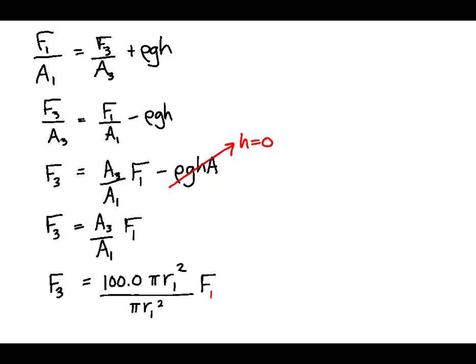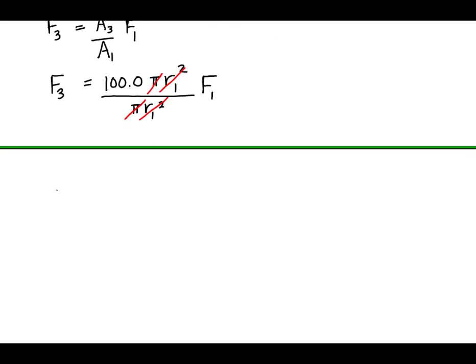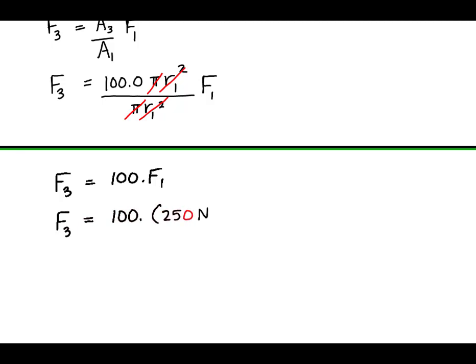You can see this after plugging in our expressions, dividing through by pi, canceling out the R1s, and simplifying. After simplifying, you can now see that the force supported by the larger piston is equal to 100 times the force supported by the smaller piston. After plugging in numbers, we have that the larger piston can support a weight of 25,000 newtons.